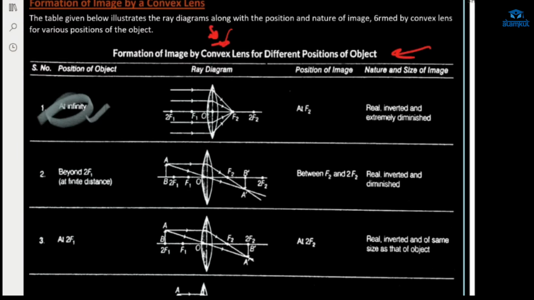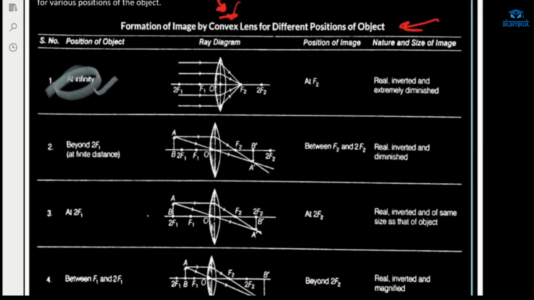Okay. Now we will place the object beyond 2f1. Beyond 2f1 means beyond C. The C of the lens is called 2f1 here. 2f means double of f. This is your radius, and this is your point C. Instead of writing C, we write 2f1 and 2f2 here. So we have placed the object beyond 2f1.